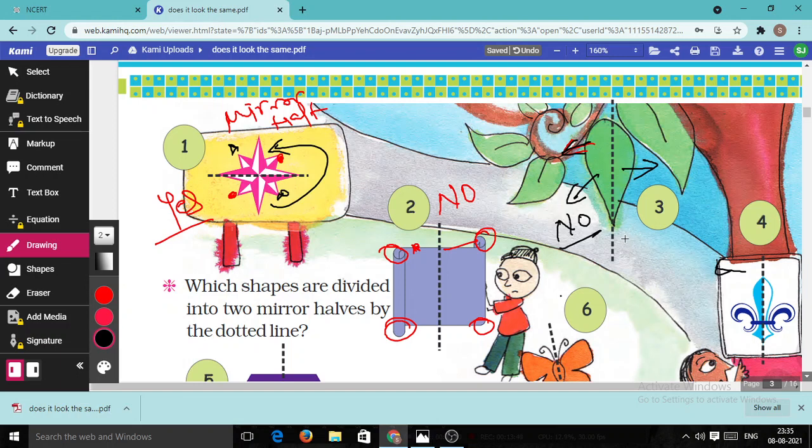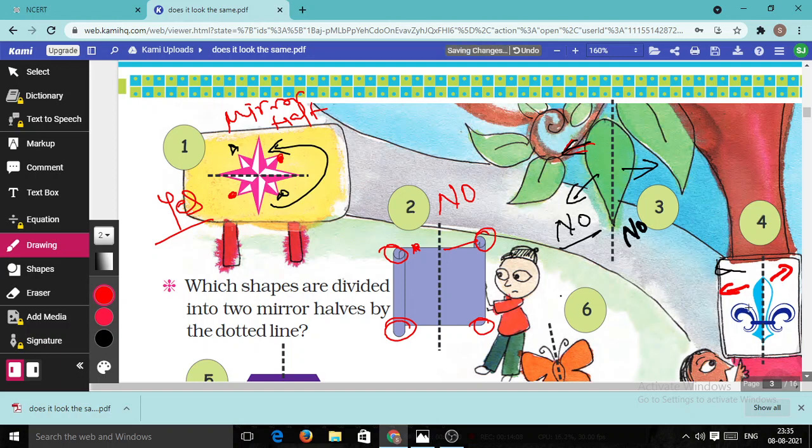So figure number 3 is no. Now look at the fourth figure carefully. Again, what we have studied, mirror half means its shape, size and color is also equal, but in this figure the two colors are very different. Here is blue color and here is a white color.